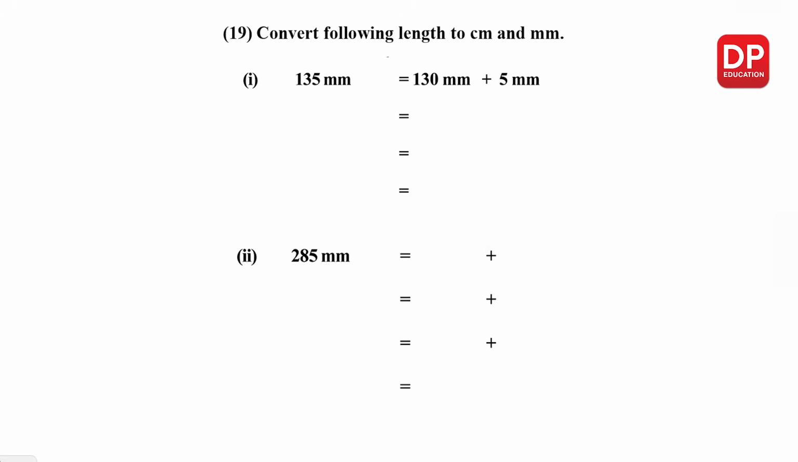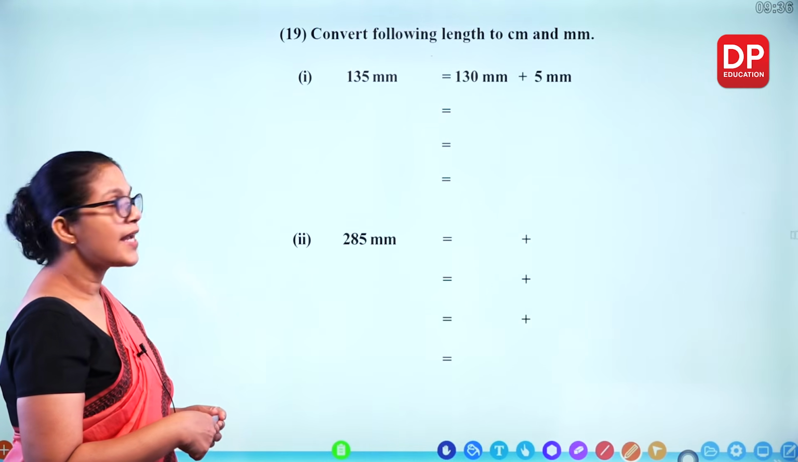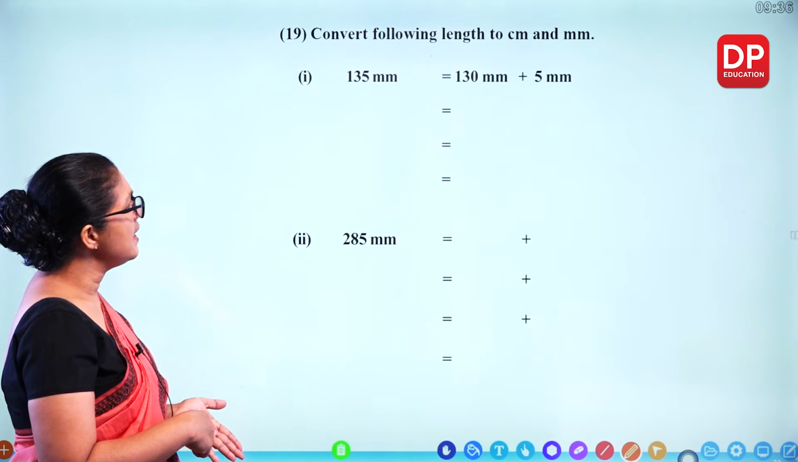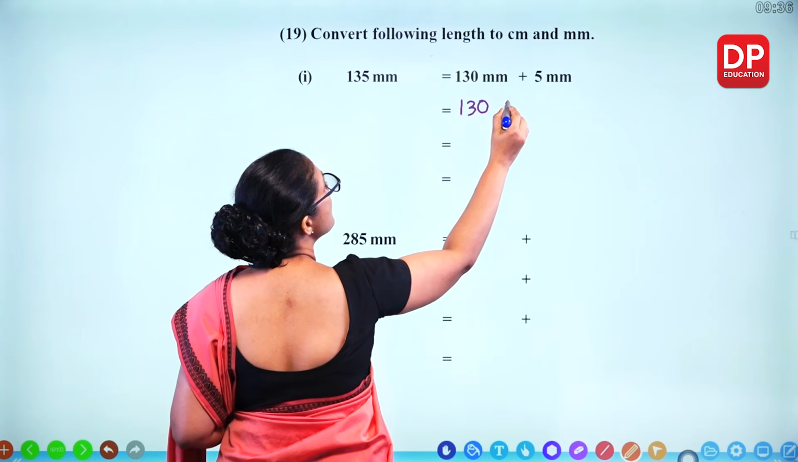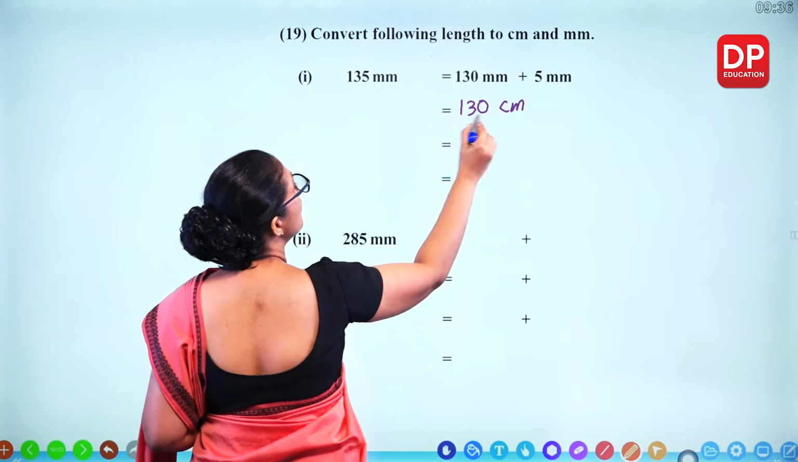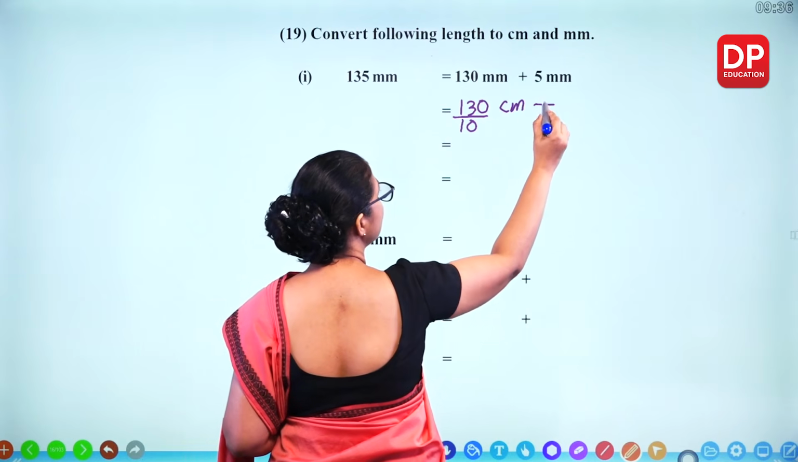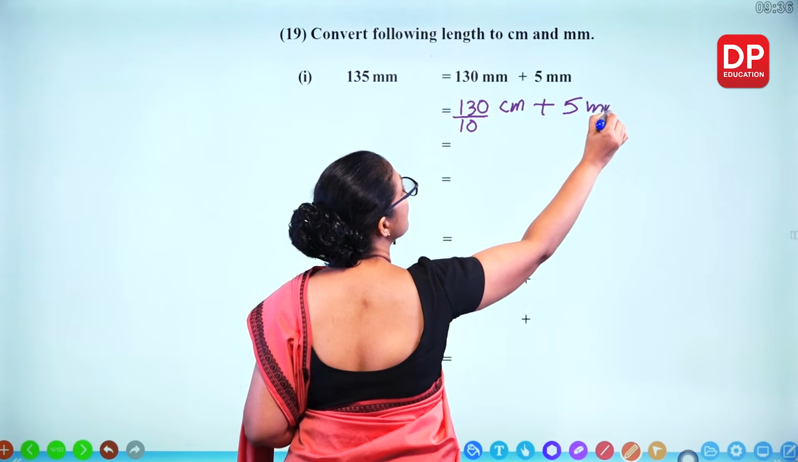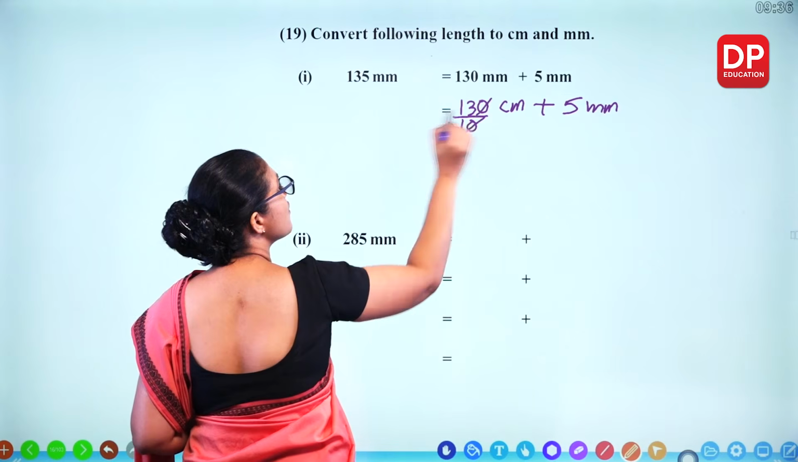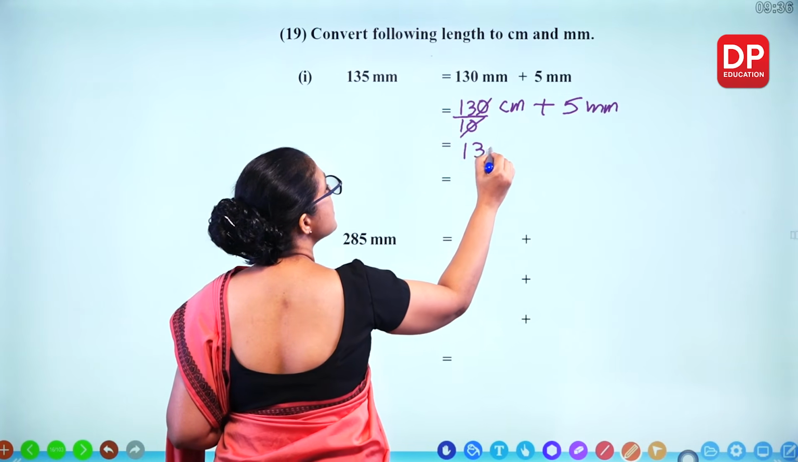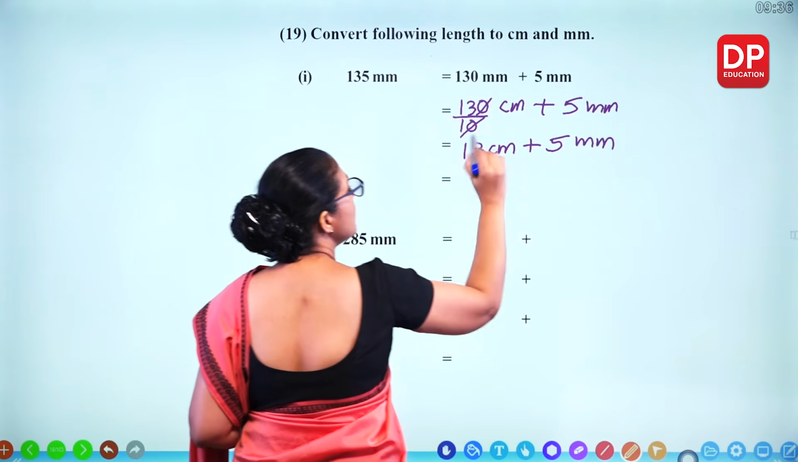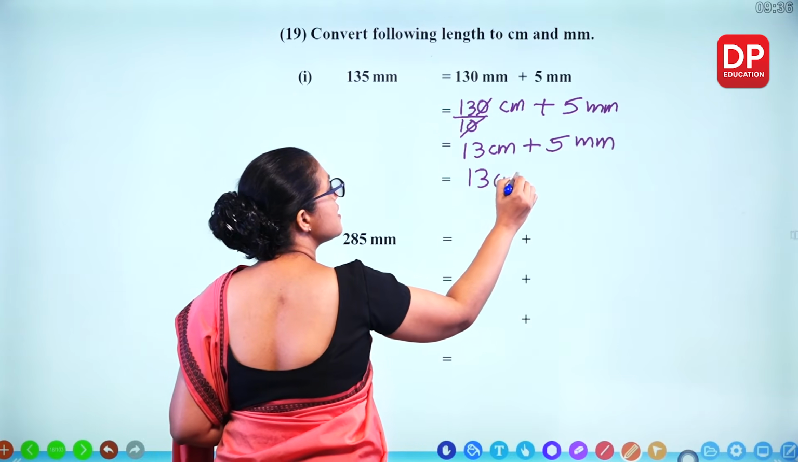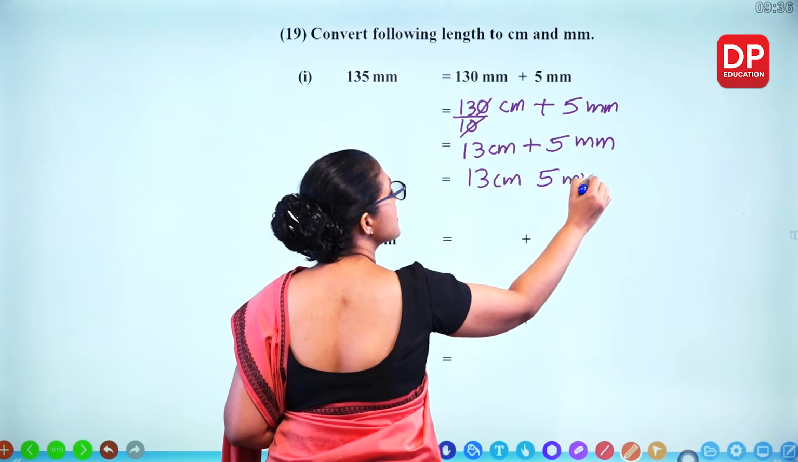Convert following lengths to centimeters and millimeters. So 135, I can write 130 and 5. Now we'll convert this to centimeters. What do you do? I have to divide this by 10. What happens? 1 zero gets cancelled out. 13 centimeters and 5 millimeters. You can straight away write 13 centimeters, 5 millimeters.